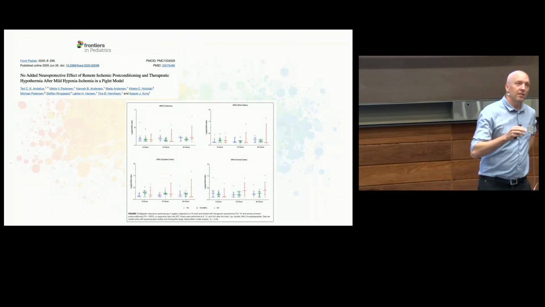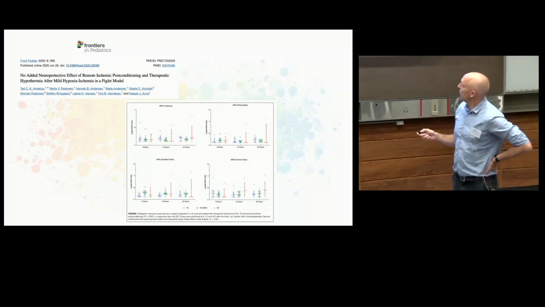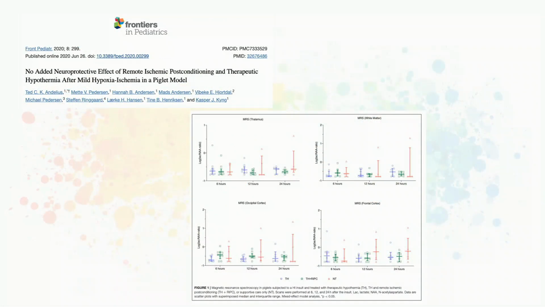Then we also did a milder insult, and just the take-home message here, I don't think you can see it, but this was also looking at lactate NAA ratios. This time it's a logarithmic scale, but basically with a milder insult, the same treatment and also hypothermia, there was no additional neuroprotective effect based on the lactate NAA ratio with remote ischemic post-conditioning. So also the degree of the insult, that's why I took this slide, is going to affect your MRI parameters and treatment effects.